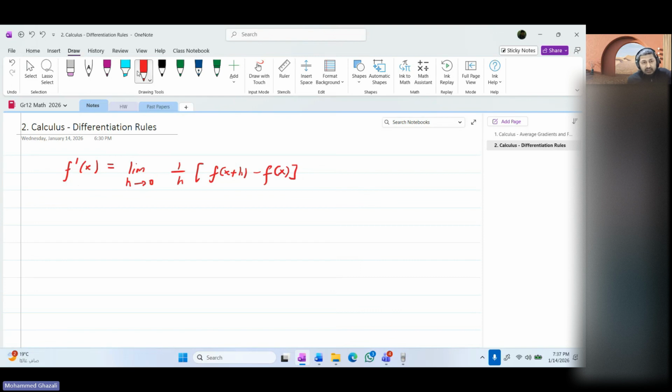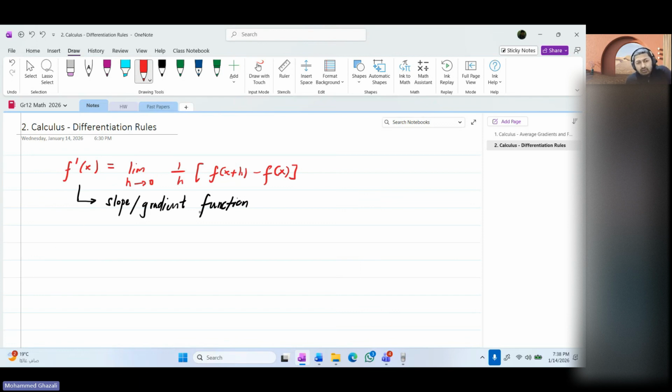Now, remember what this here represents. This here represents the slope or the gradient function. Now, whatever answer you get, and if you substitute a value there, you will get something called an instantaneous gradient, the gradient at that instant.